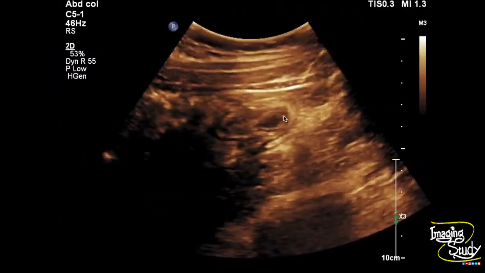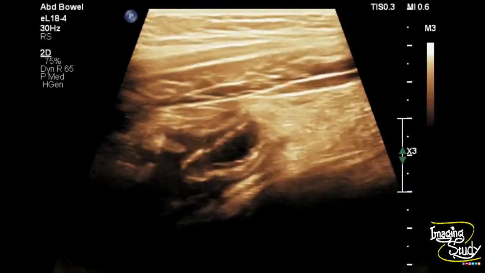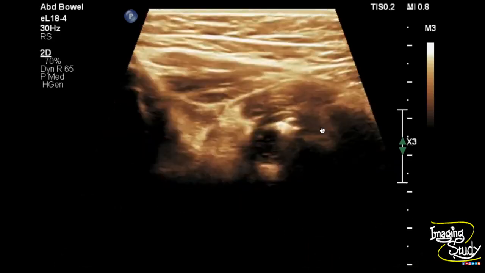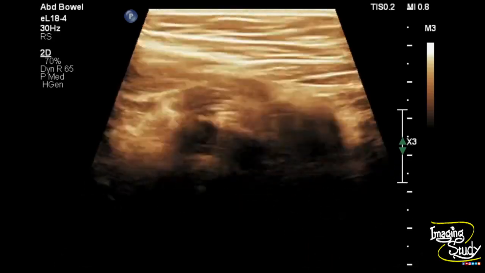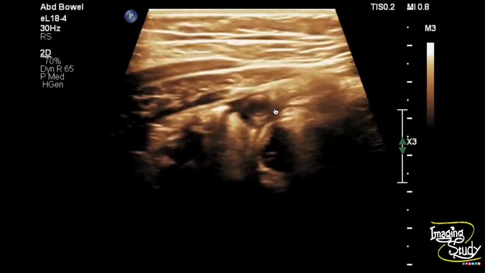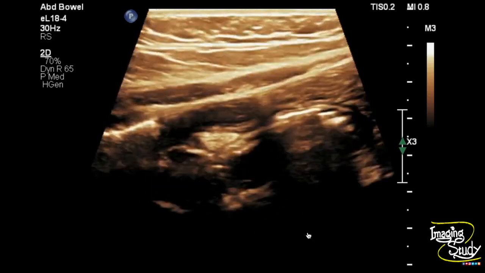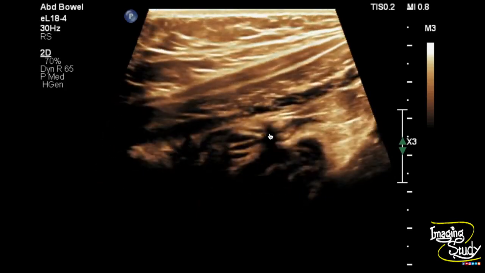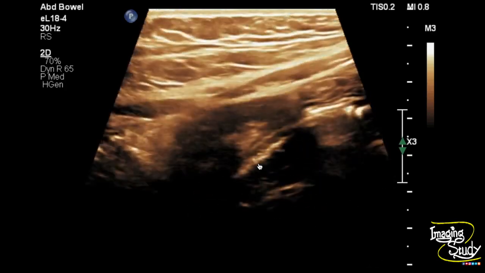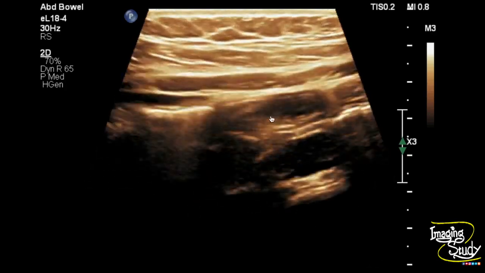So here's the picture we'll see now with linear transducer. Here's the linear transducer view with high frequency, and you can see a tubular dilated structure at the right iliac fossa with surrounding echogenic fat stranding. You can see some anechoic collection adjacent to this structure, which indicates the periappendiceal collection.